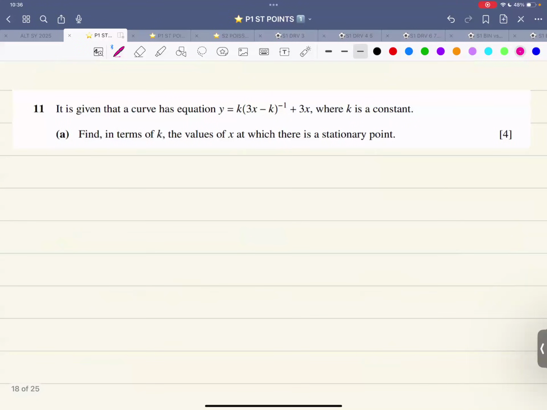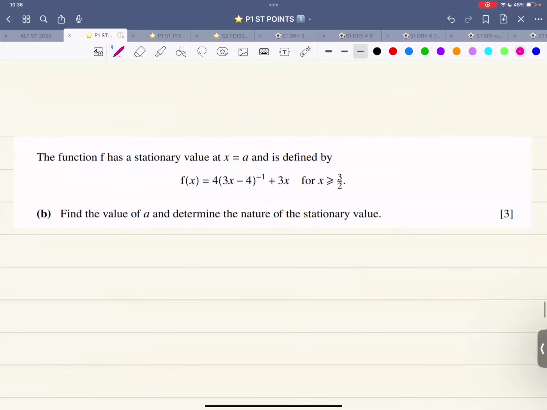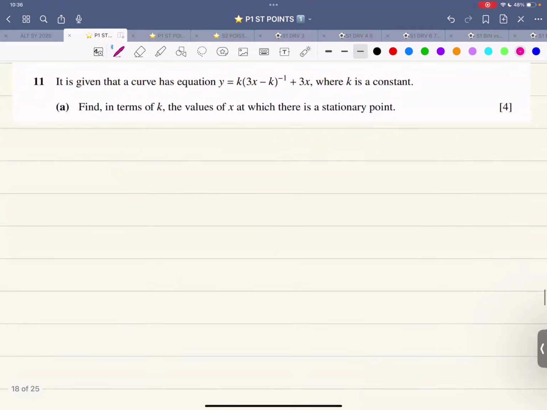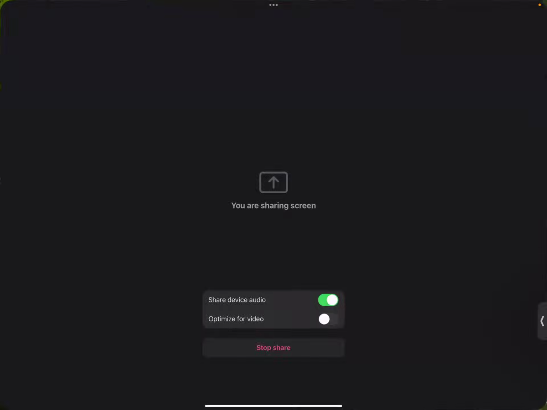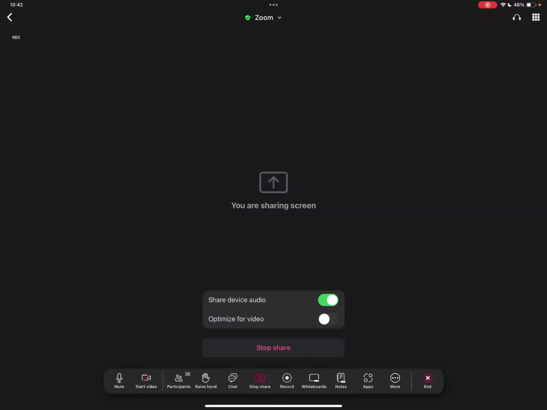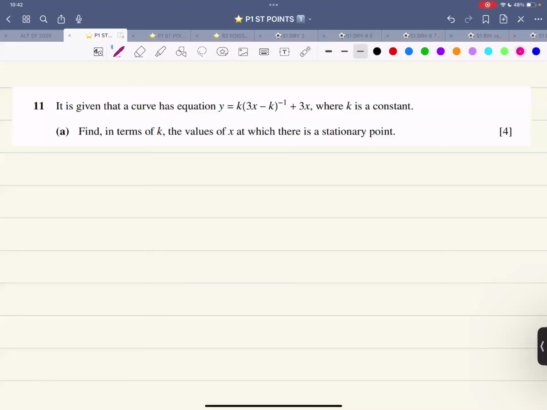Now, a different kind of question. Question number 11, there is part A, there is part B. Now, let me share these images so that you can try it out first. Let me pause the recording. Recording is resumed. So now let's look at this question. It is given that the curve has equations such and such where k is a constant. First part, find in terms of k the values of x at which there is a stationary point.